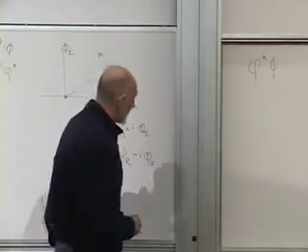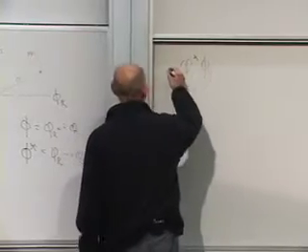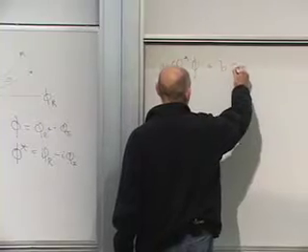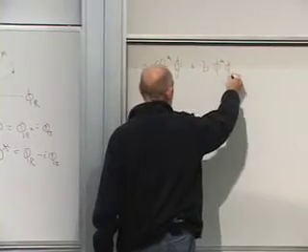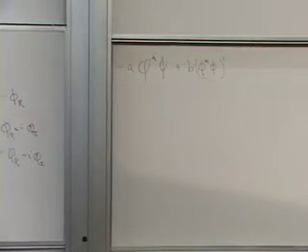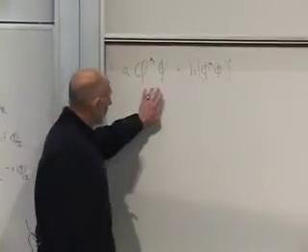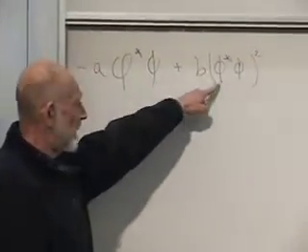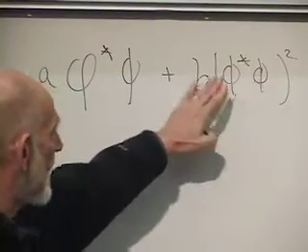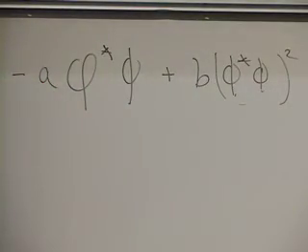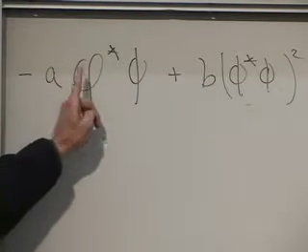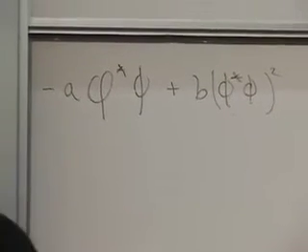But now let's write another potential. Let's write minus a times phi star phi plus b times phi star phi squared. This potential has the property that near the origin, when phi is small, phi to the fourth is much smaller than phi squared. So near the origin, the potential energy is not minimum at 0, but it's maximum at 0.